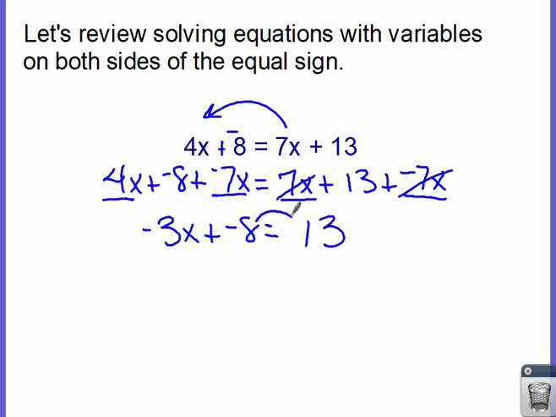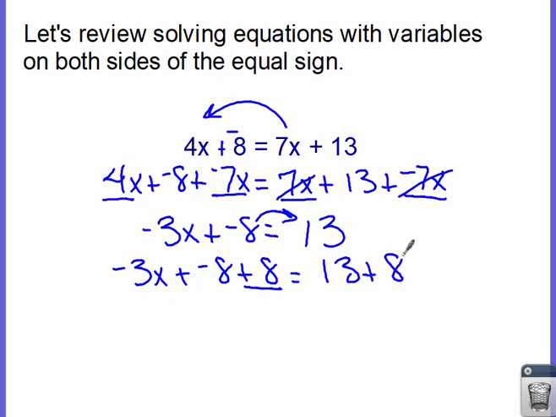Now I need to move my numbers to the other side. So again, we do the same thing. We add the opposite. So I write negative 3x plus negative 8 plus its opposite, the positive 8, equals 13 plus the same thing that I added to the other side, the positive 8. So now we simplify, we do our math, and we end up with negative 3x is equal to, and now we take 13 and 8 and add that together, and we end up with 21.